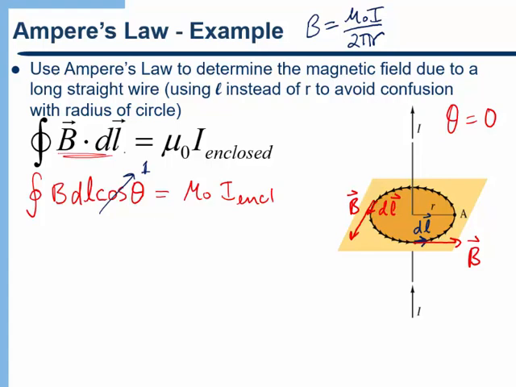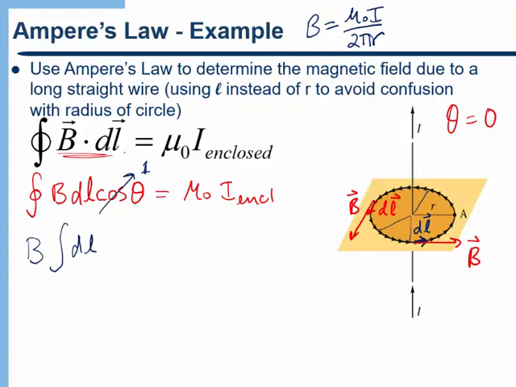Now, you'll notice that I don't know what the strength of the magnetic field is along my path, but the key thing is I've picked a path that always is the same distance r from the wire. So there's no reason that the magnetic field strength would be different anywhere along that path. That's how I get the B out of the integral.